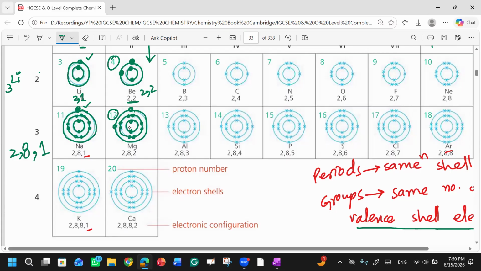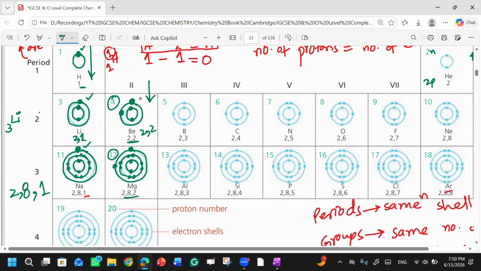In the first shell we filled 2 electrons. In the second shell we filled 8 electrons. So 2 plus 8 is 10. How many electrons are left? The last shell will have 2 electrons. So this is how you will write 2, 8, 2. You see this group number 2. In group number 2, what are we checking? That there are 2 electrons in the valence shell, right? In beryllium and magnesium.